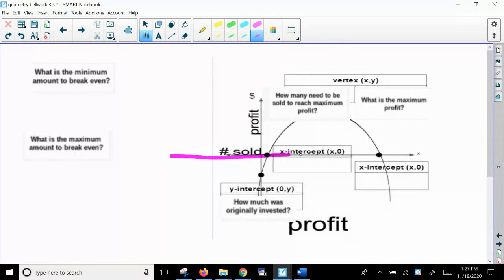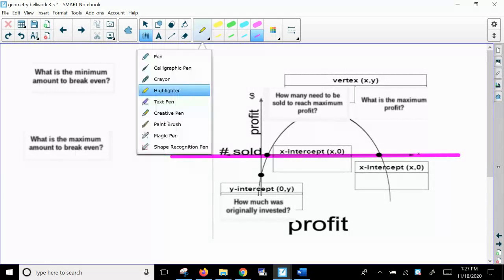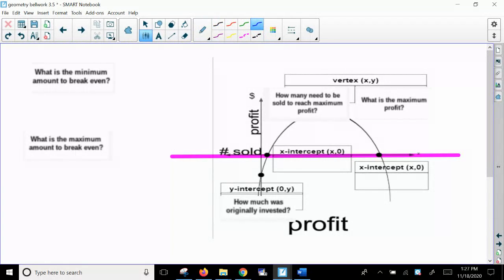So let's look at this x-axis right here. Anytime your point is on the x-axis, that means you broke even. Now notice this graph has two x-intercepts. You got your first one and your second one.